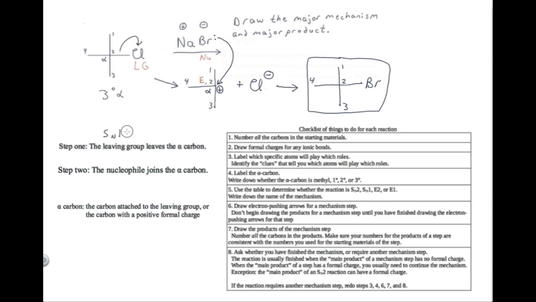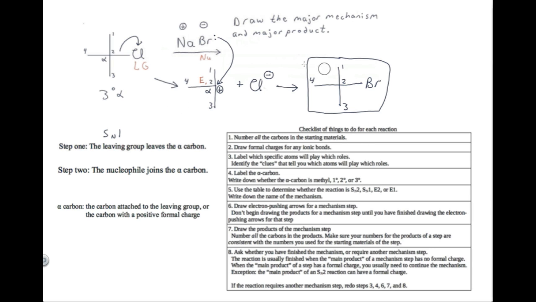Always write down the name of the mechanism. Draw the electron pushing arrows for the mechanism step. After you draw the electron pushing arrows, draw the products for that step, numbering the carbons consistently. And how do you know when you're done? You're usually done when the main product has no formal charge. As long as the main product still has a formal charge, you're probably not done with the mechanism.